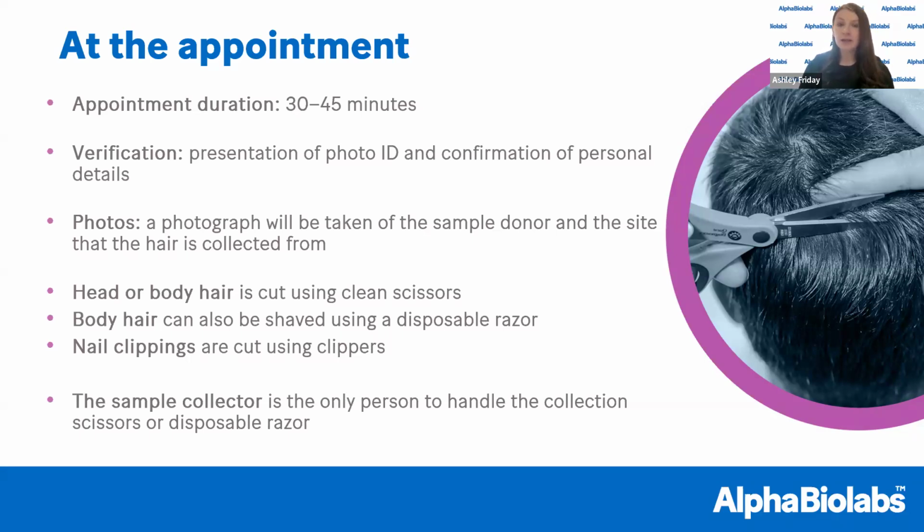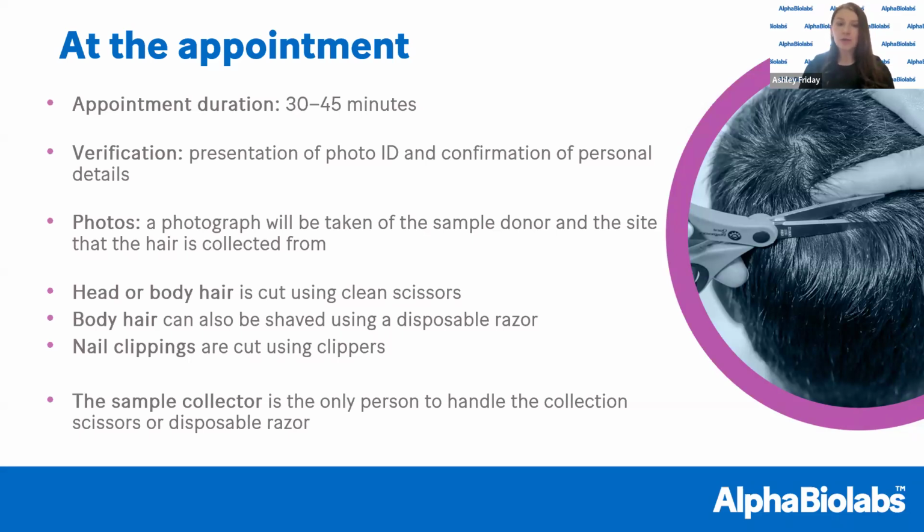As I mentioned before, we'll ask that they provide one form of identification, and we'll also ask them some questions about verifying who they are, so dates of birth, things like that, anything that might affect the test. We'll take a photograph of them, not just of them as the person that provided the sample, but also of the sample site that the hair sample was taken from, particularly if it's a head hair sample. So we'll take a photograph of that as well at the end.